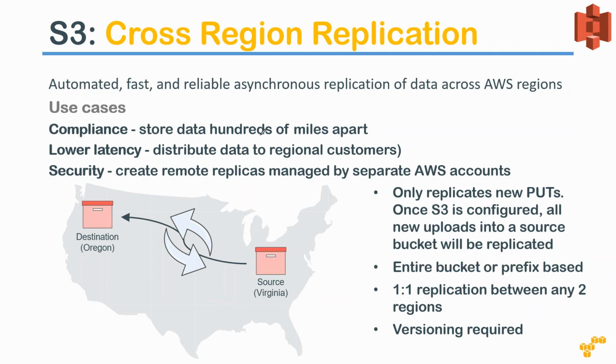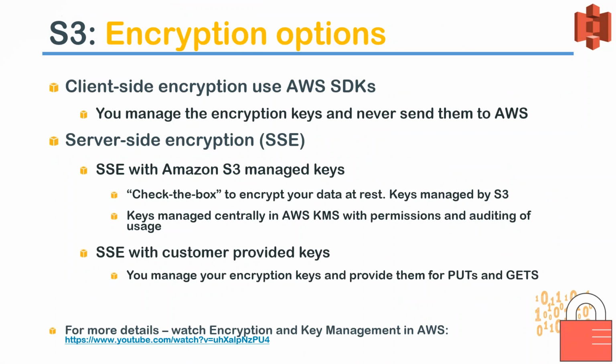So that is about cross-region replication. So let's go ahead and talk a little bit about encryption. We did this practically when we were looking at S3 earlier. This is the text behind it. Amazon allows you to do both client-side encryption as well as server-side encryption.